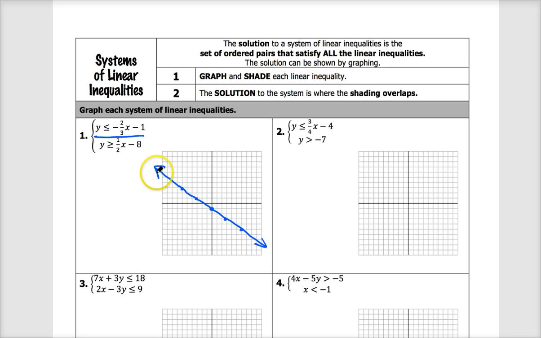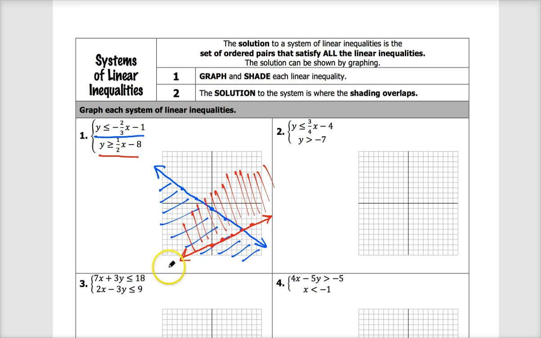And then our shading for the line, and I would do this very light if you're doing it with pencil. Hopefully you are. Our shading for the line is going to be down here. Okay, but do it very lightly when you shade there. Our second line, y is greater than or equal to 1/2 x minus 8. Y-intercept at negative 8, and it's got a positive slope, 1/2. So it's going to look like this. We'll also connect it with a solid line. The shading for this line is going to be above, and again shade very lightly.